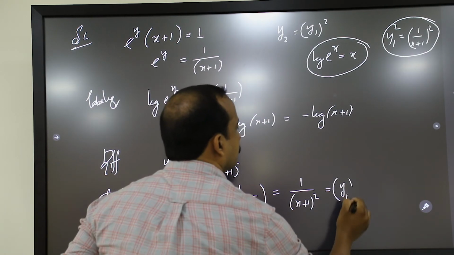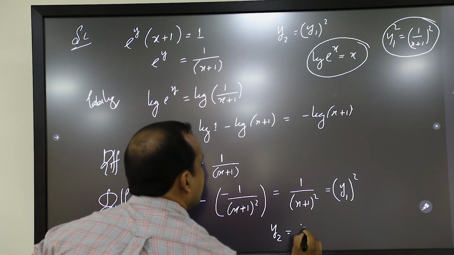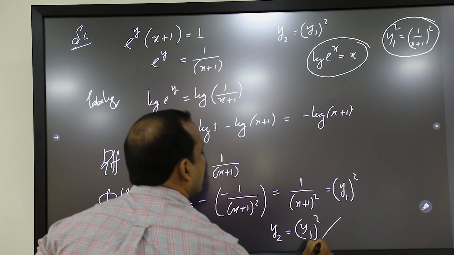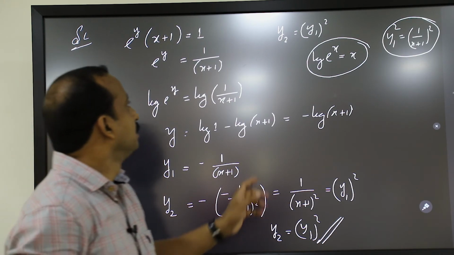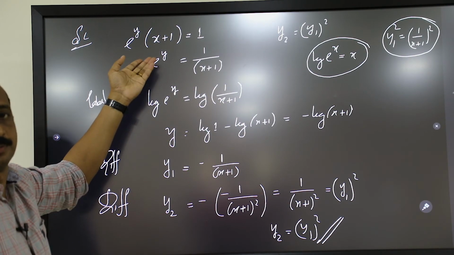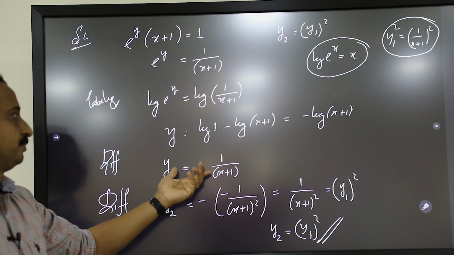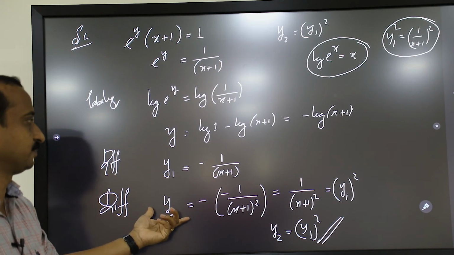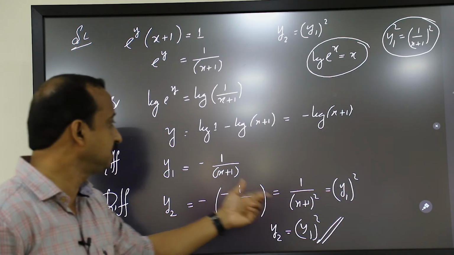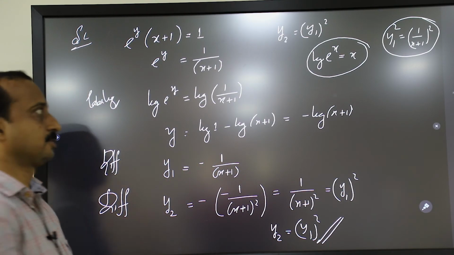Therefore y2 is equal to y1 the whole square. That's all. It's very easy. First, you convert the above function to the form y is equal to f of x, then differentiating with respect to x, we get minus 1 by x plus 1. Again differentiating with respect to x, we get 1 by x plus 1 the whole square, which is y1 square. And therefore, y2 is equal to y1 square. That's all.